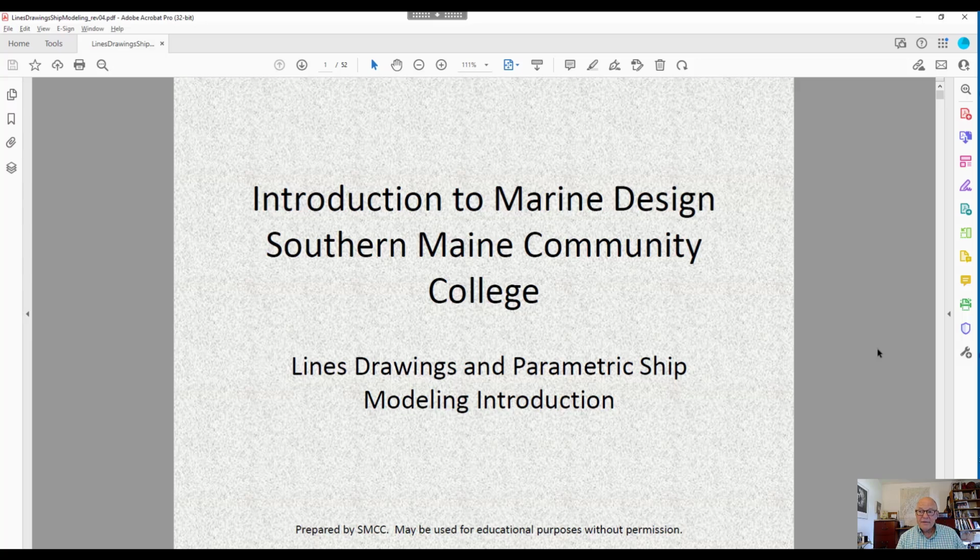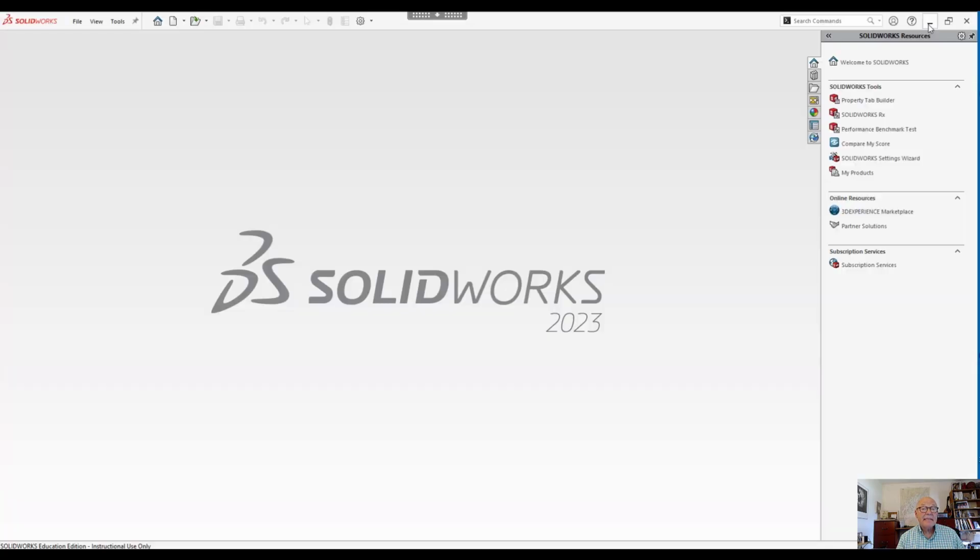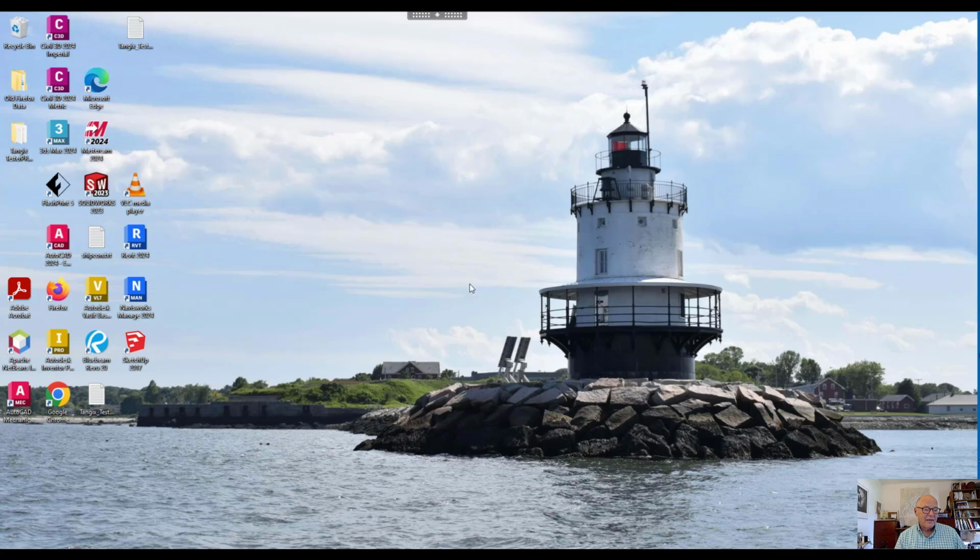So first, you're going to be on the virtual desktop. Virtual desktop looks something like this. There's an image of Spring Point Light, which is on our campus in South Portland. You won't have nearly as many icons on your desktop because this is my desktop. So you won't see an icon over here for SolidWorks, but you're going to need to use SolidWorks.